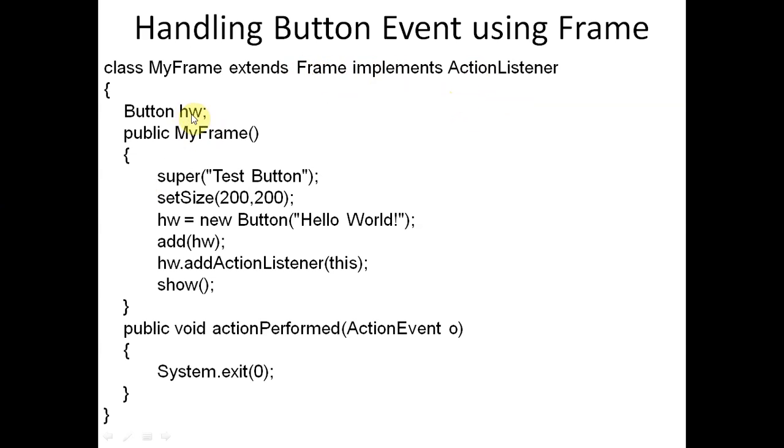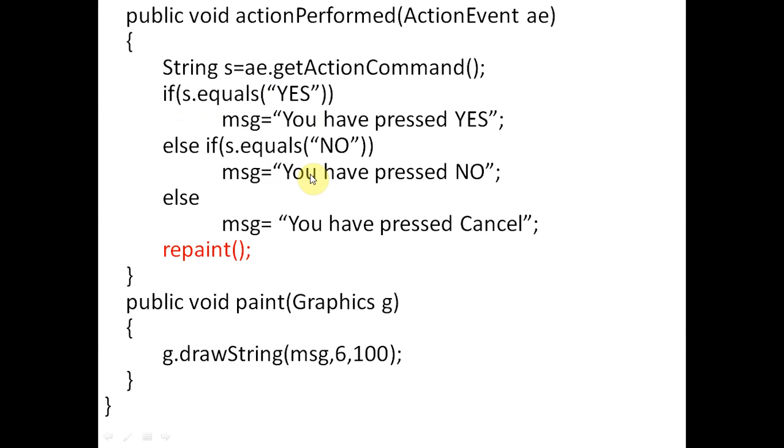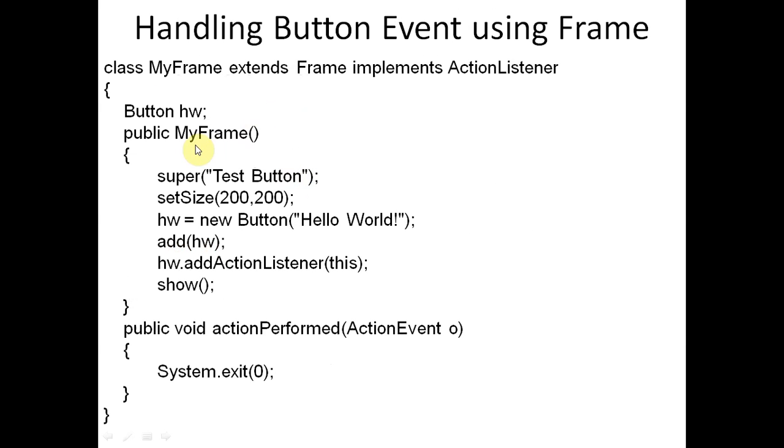Then we have one button sw, and the class is MyFrame, so its constructor is MyFrame. In the previous program we were not using any constructor because it was an applet, where the init function is used as a constructor. But here we have to write the constructor MyFrame. The name of the class is MyFrame, and the constructor name will be the same as the name of the class. And super means the base class constructor. We are running the base class constructor, so the base class is Frame, and the test button title will be passed to the Frame constructor with the help of the super keyword.